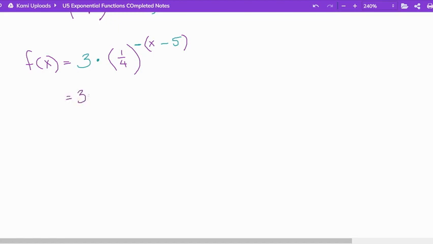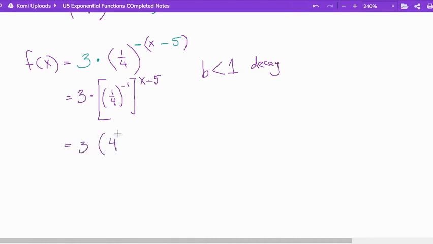Okay, so let's simplify. We got 3. Why is it the k right now? Why is it the k? Oh, why is it d, k? Yeah, if the base is less than 1, it's decaying. All right, so we got 1/4 to the power of -1, all to the power of x minus 5. And the -1 just tells me, write the reciprocal. What is the reciprocal of 1/4? Oh, so that's how we get growth. And I've got x minus 5.